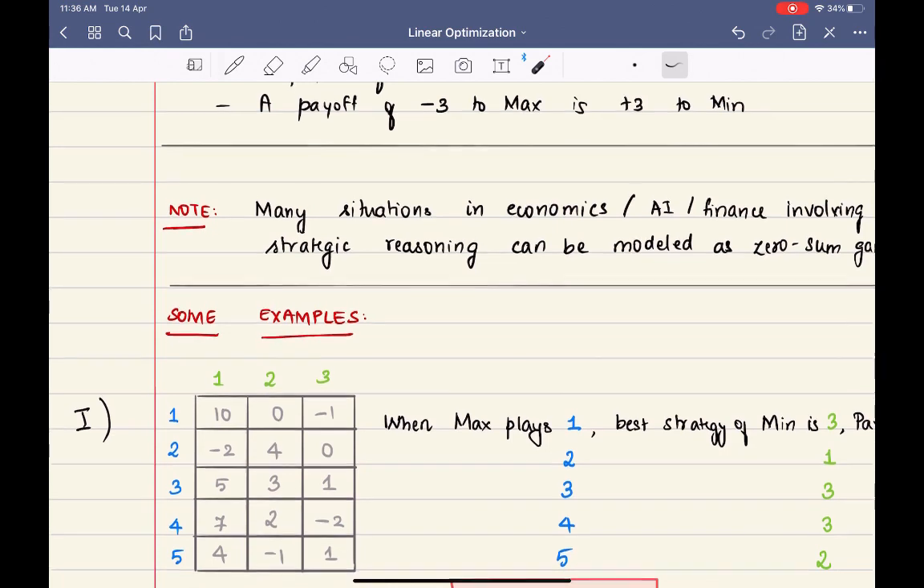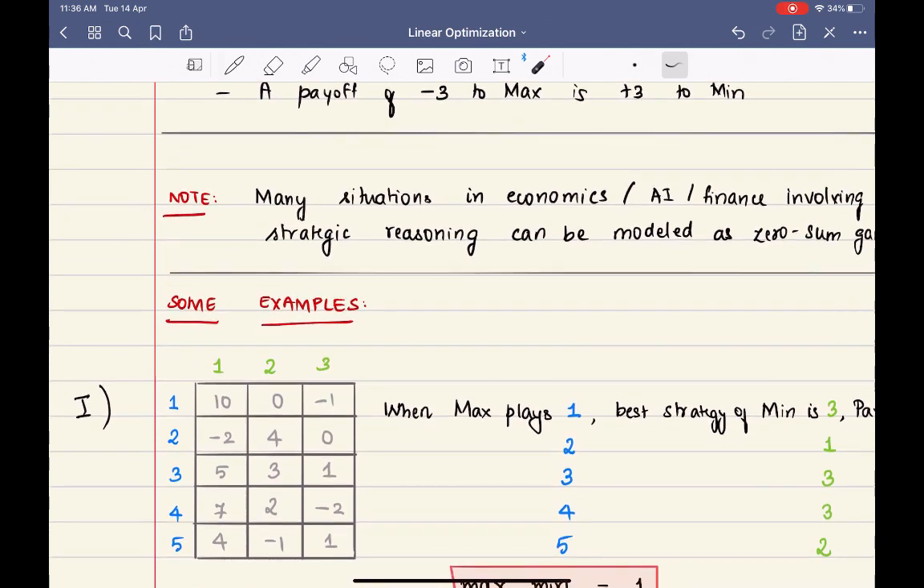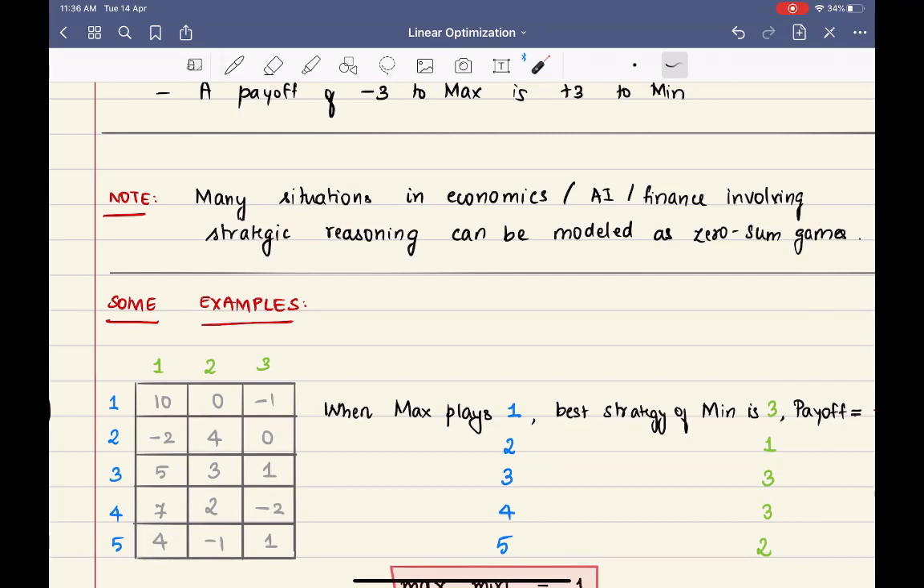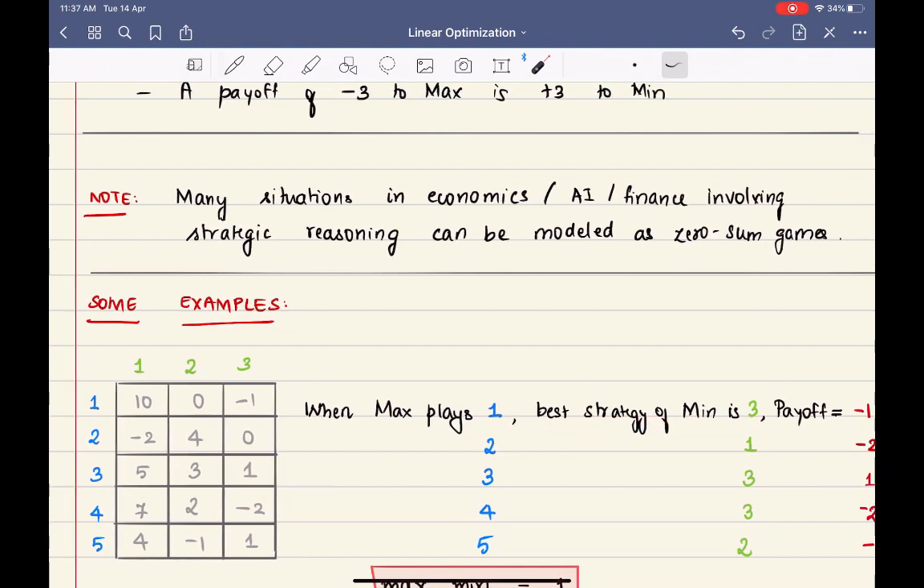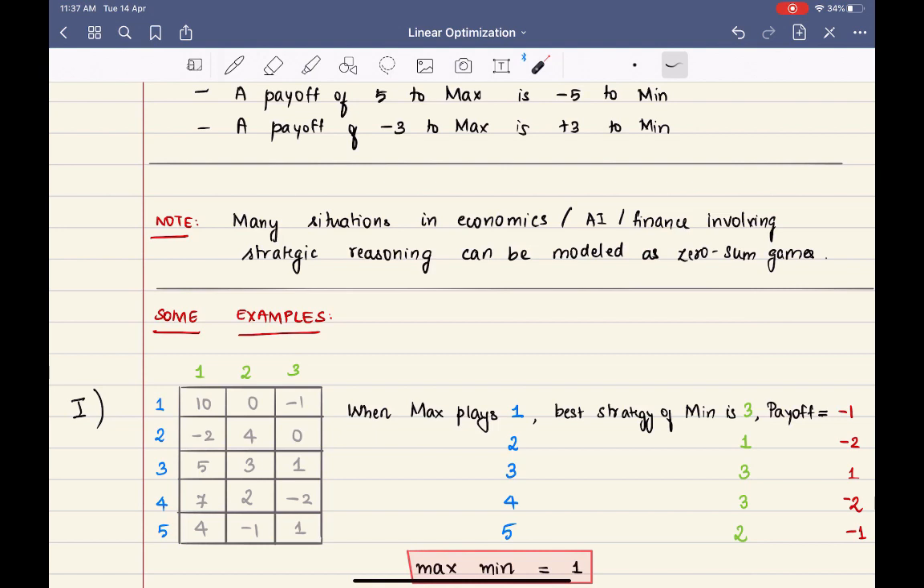Now suppose, we start off with this exercise, in which we assume that max plays first and after that min plays, knowing what max plays. Okay, so suppose max plays 1. Then what is the best strategy of min? Min has to minimize. So min will play 3. So when max plays 1, the best strategy of min is 3 and the payoff will be minus 1.